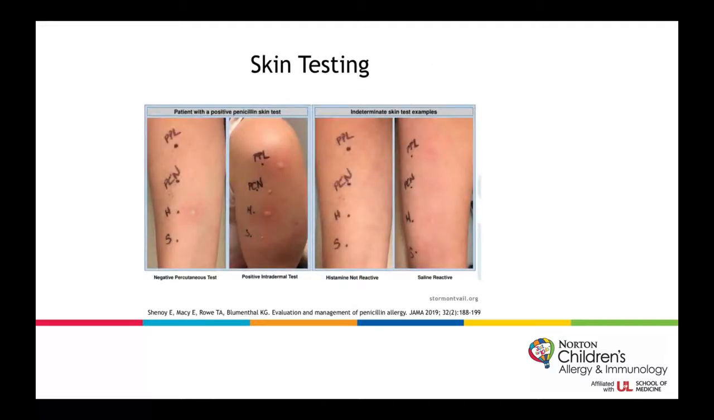So this is what a skin test looks like. H is the histamine, which is a positive control. S is saline, which is the negative control, and these are components or determinants of penicillin. This is what a positive test looks like. And then if the histamine is not reactive or the saline is reactive, you essentially cannot read the test, so they're indeterminate skin tests.